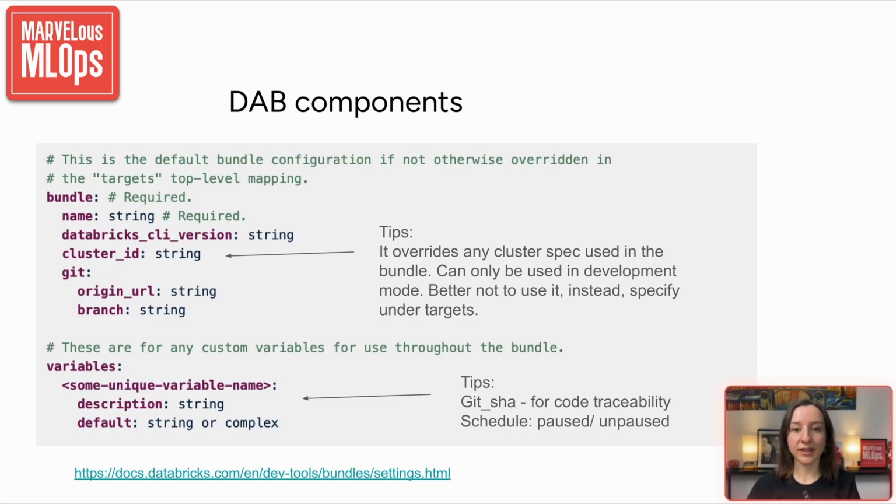This overrides any cluster specification defined elsewhere in the bundle, and it only works in development mode, so it's not really recommended. Instead, it's better to define cluster configuration under the target section. Then we have the Git block, which helps track where the code comes from, including the URL and the branch being deployed. And then we have the variables section, where we can define custom variables to reuse throughout our bundle. Each variable has a description and a default value.